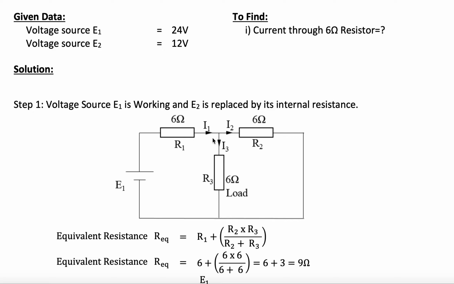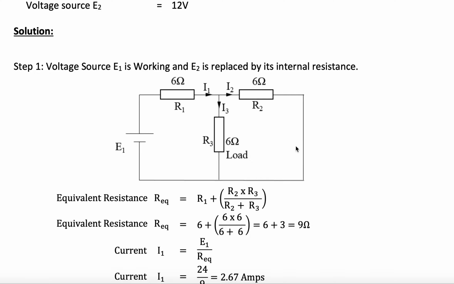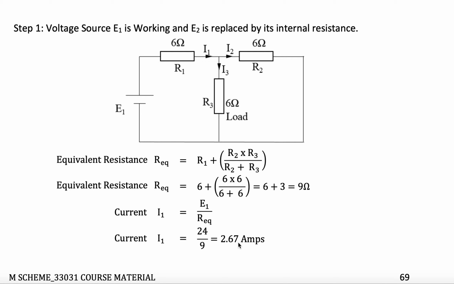What is I1? These two are in parallel. 6 parallel 6 is 3 ohm. Total resistance is R1 plus this 3, 6 plus 3, 9. So what is E1? 24. 24 by 9 is the current, that is I1. 24 by 9, 2.67 ampere.